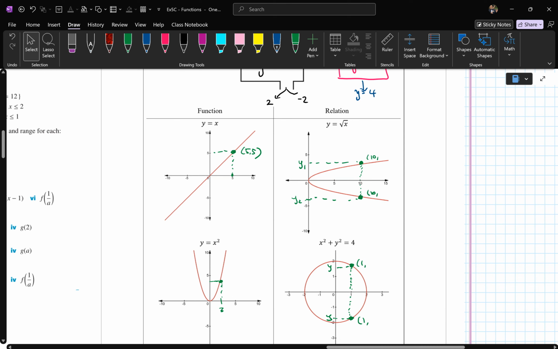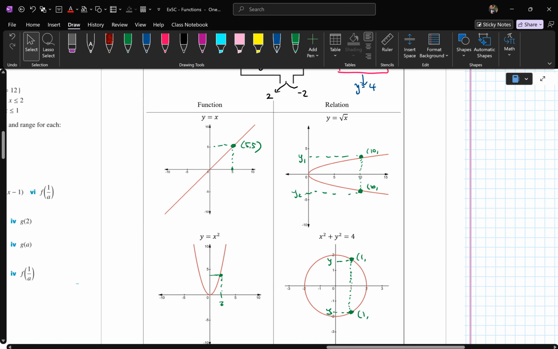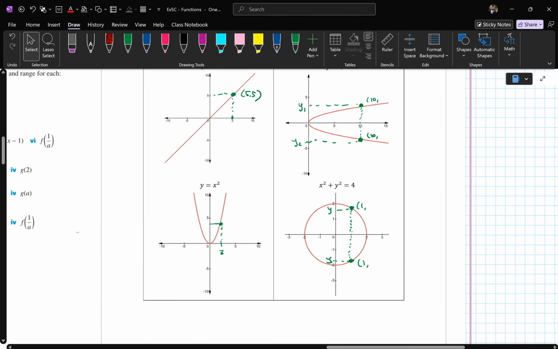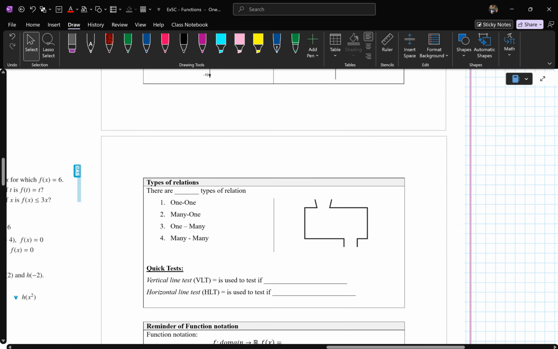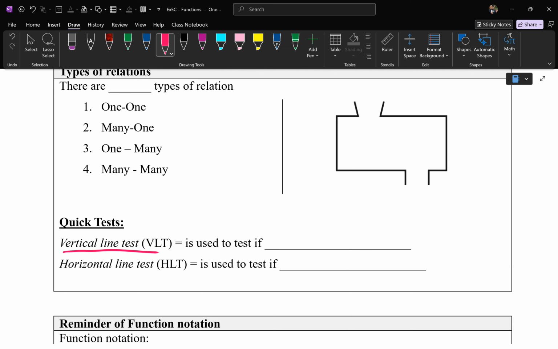Now there is a cheap, quick way to determine if something's a function or not. And that's what you learn in 5C and 5D. If you flip over to the next page, I'll tell you the little secret. So that quick test, this section here. If you draw a vertical line down, it is used to test if it is a function. Write that in.